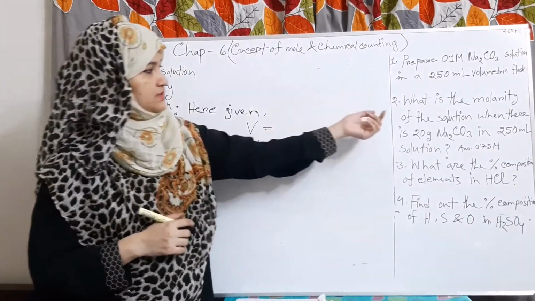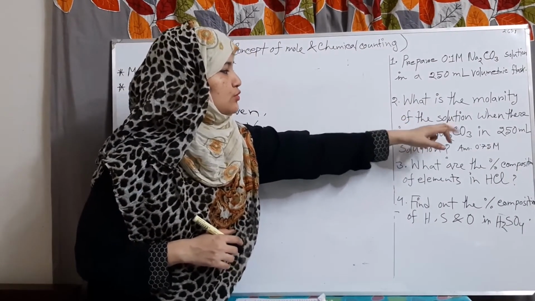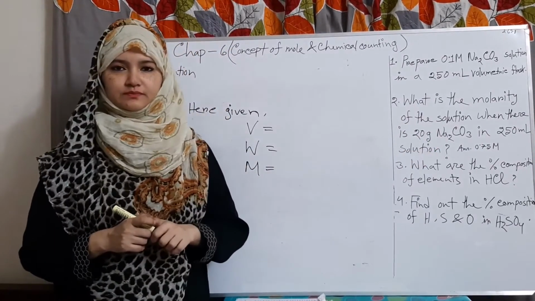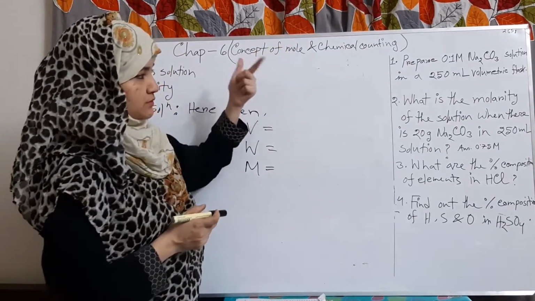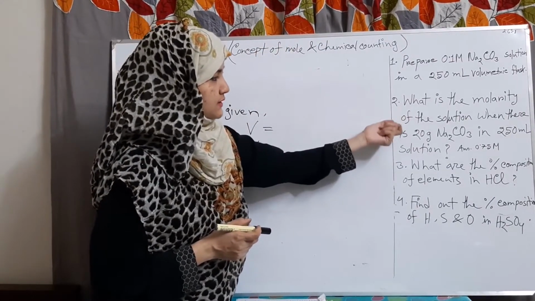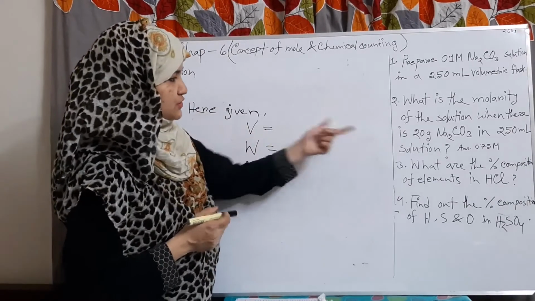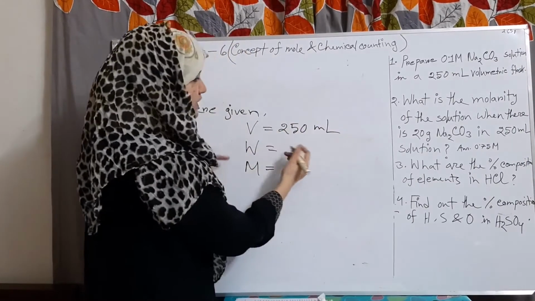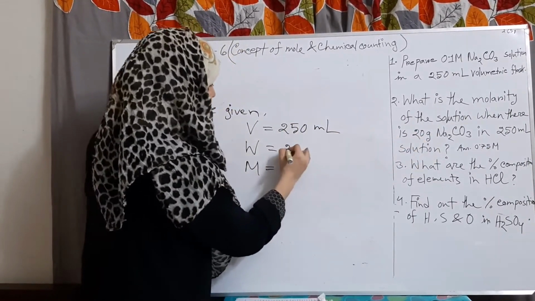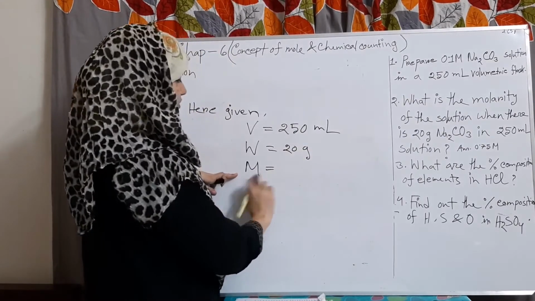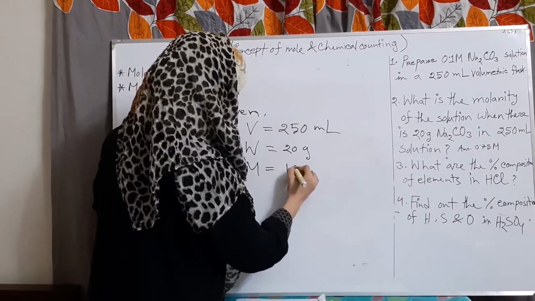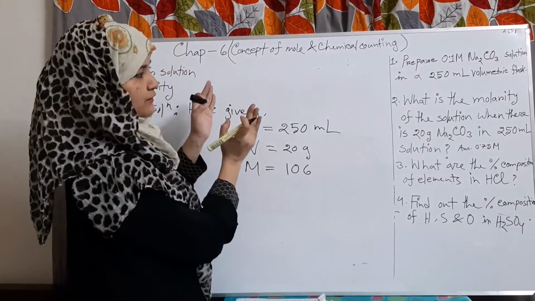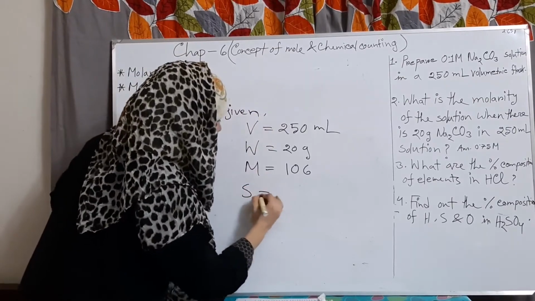Now the second problem is, what is the molarity of the solution when there is 20 gram sodium carbonate in 250 ml solution? From the question we can easily collect the known information. The volume is given, 250 ml, and the weight of sodium carbonate is also given, 20 gram, and the molecular mass of sodium carbonate is 106. You have to find out the molarity.